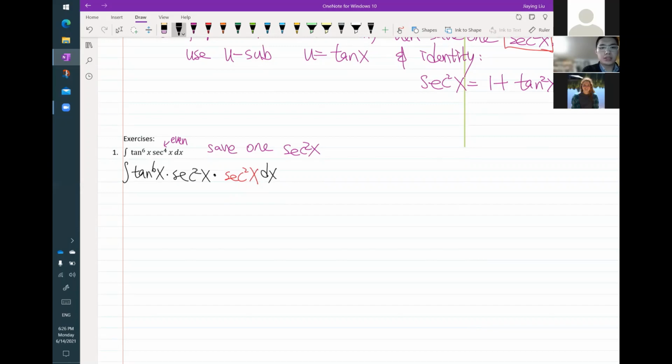And then there's the first secant square. We don't need that. So let's rewrite that in terms of tangent by using the identity. So this integral becomes tangent to the 6th power x times 1 plus tangent square x. And then outside we still have a secant square x dx. Right. So far we saved the secant square. We rewrite the other secant square using the identity.